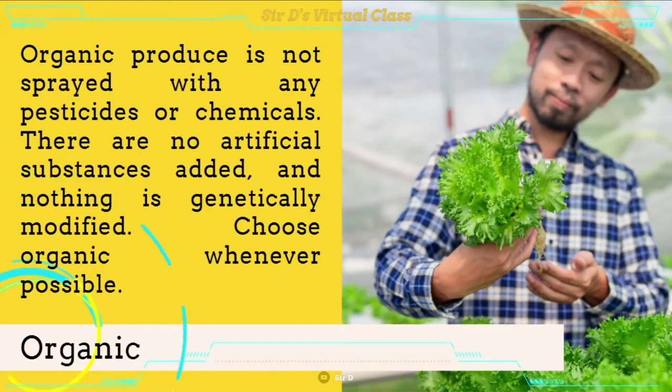Organic. Organic produce is not sprayed with any pesticide or chemicals. There are no artificial substances added, and nothing is genetically modified. Choose organic whenever possible.